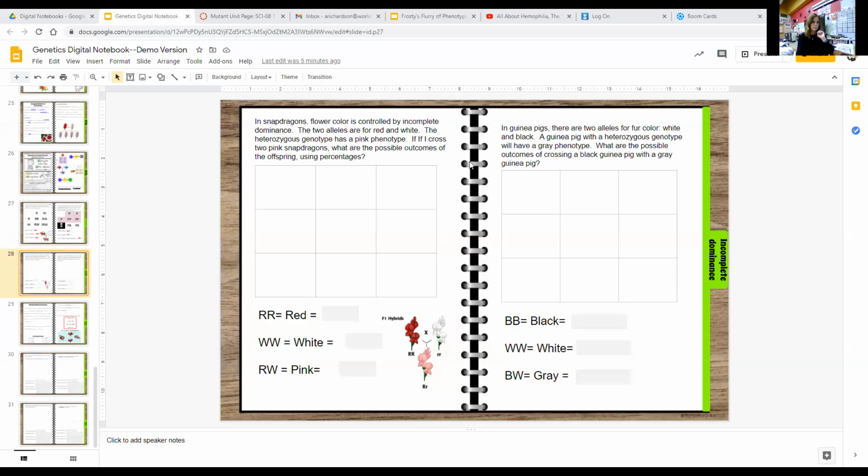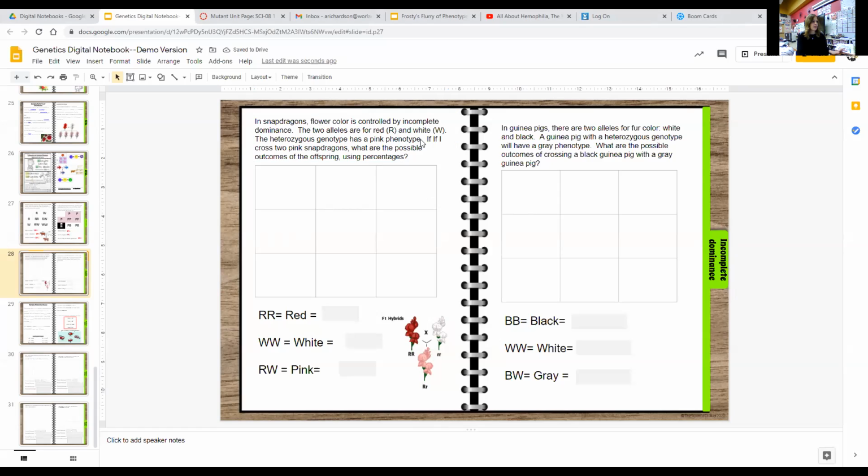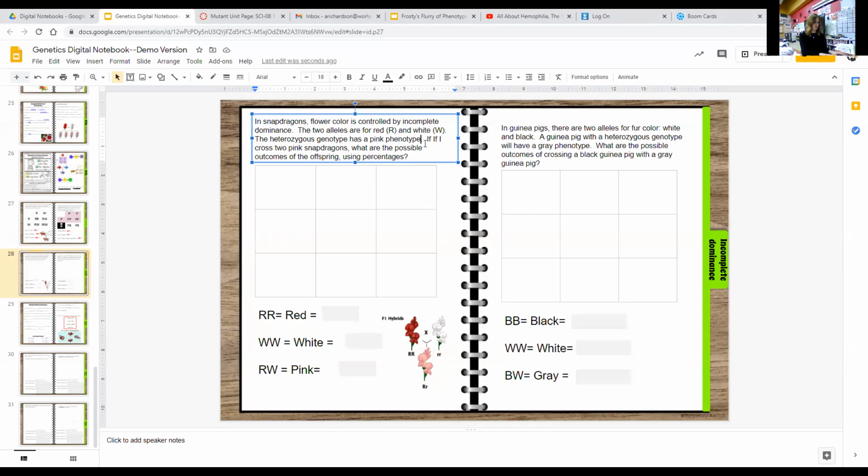All right, back in your notes on page 28 now, we're going to practice incomplete dominance. So if you look on the side right here in the green, it says incomplete dominance. So that's where you know where we're at. In snapdragons, flower color is controlled by incomplete dominance. Two alleles are for red and white. So red would be R, white would be W. The heterozygous genotype has a pink phenotype. So if it's heterozygous, it means it has one of each. So that's going to be RW.